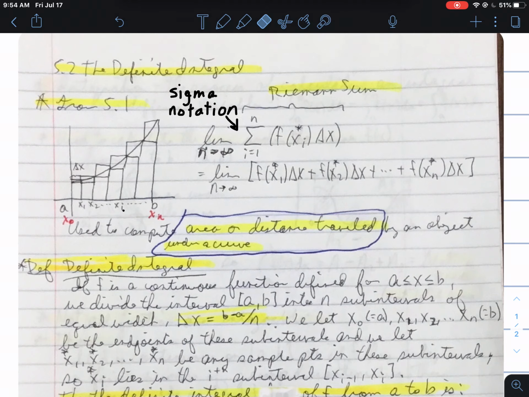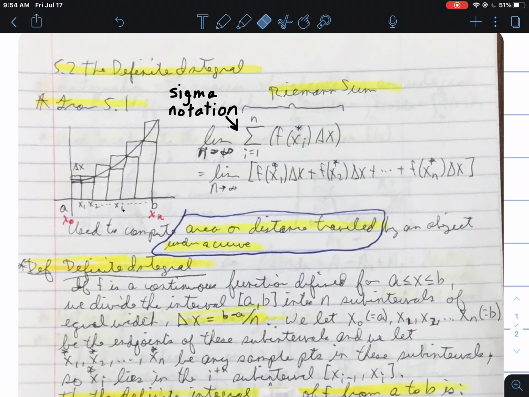We also used it in the context of calculating velocity. Remember, we could take a position function, s of t, find its derivative, which was the velocity function. It was the rate of change in position of an object. Okay, and so there was a little more meaningful context there. Well, the same thing is true here for the integral.